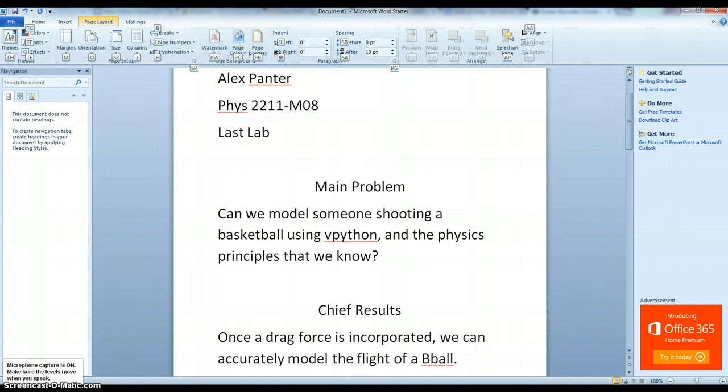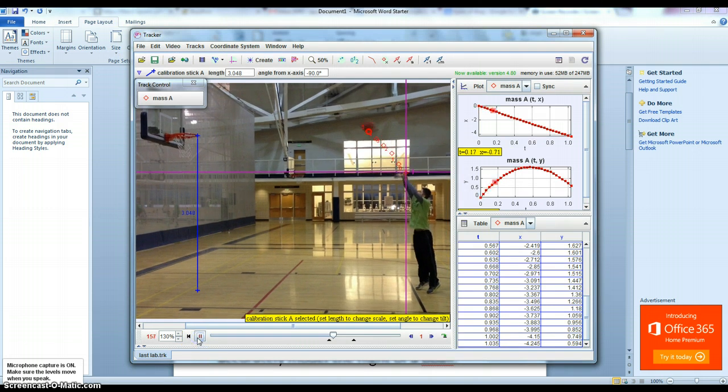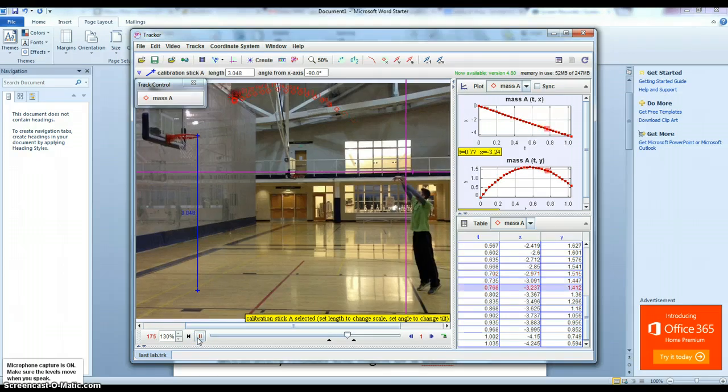So to start out, I did a video in Tracker, and this is what it looks like. So here's the video. I used me shooting a free throw, draining it, of course, and the clip is about 1.035 seconds long, and the time step is about 1/30th of a second.